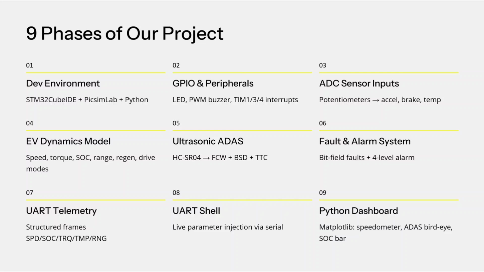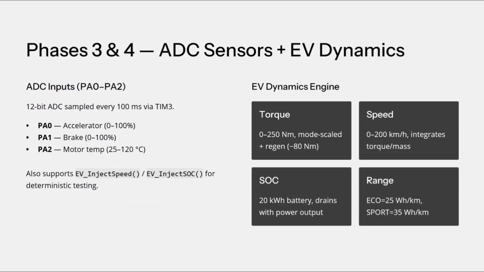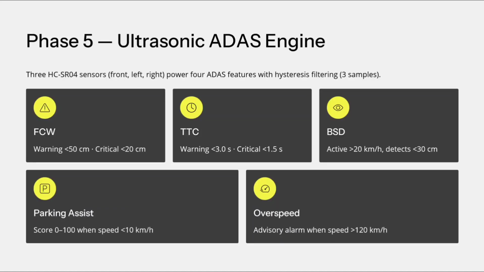Then we have ultrasonic ADAS, TTC, BSD, left side blind spots, all will be calculated. Fault alarm system, we have UART telemetry, we have UART shell, we have Python dashboard and all. And then we have our ADC sensor plus EV dynamics, torque, speed, SOC. These are all same as usual. We implemented here motor temperature from 0 to 120 max. Brake 0 to 100, accelerator 0 to 100, and SOC is also there 0 to 100. You can see while executing 2 kilowatt, and here we have given some parameters.